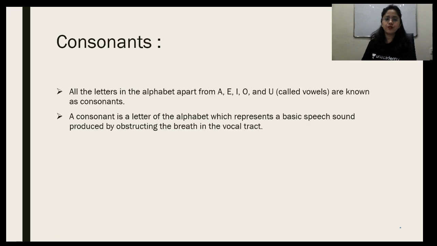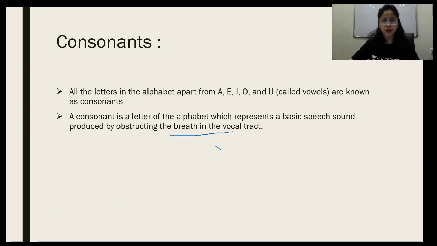Now, let's move on and have a look at the consonants and understand them better. All the letters in the alphabet apart from A, E, I, O and U are known as consonants, like all of us know. So a consonant is a letter of the alphabet which represents a basic speech sound produced by obstructing the breath in the vocal tract.